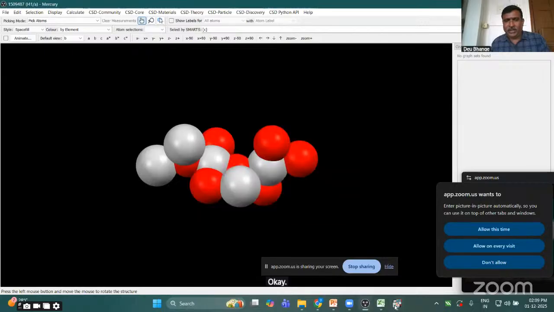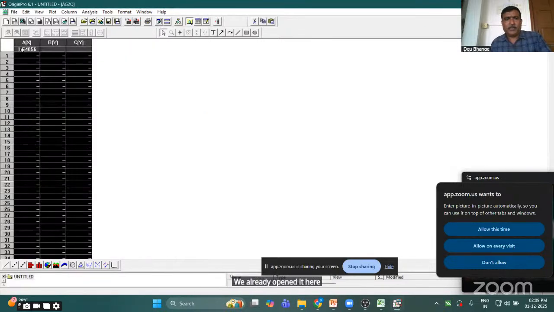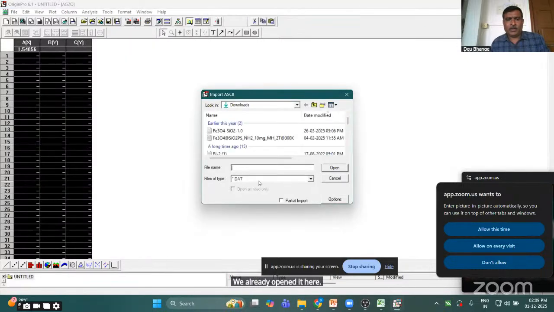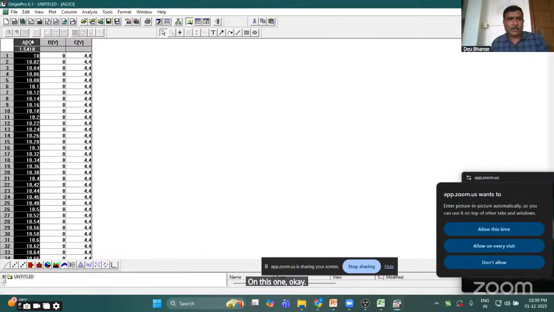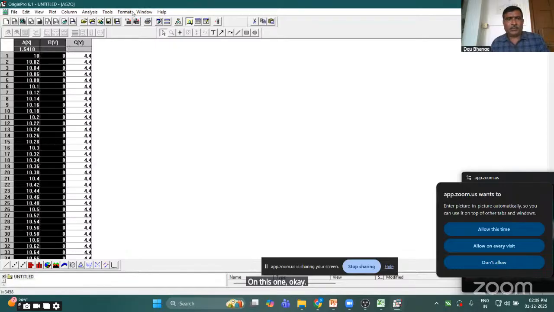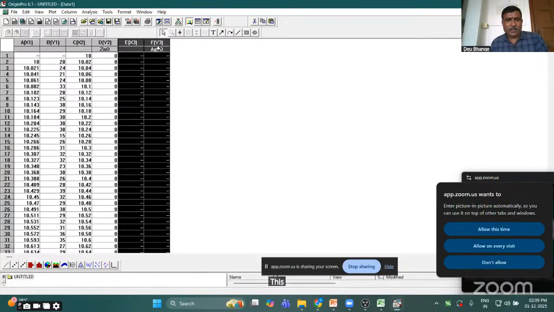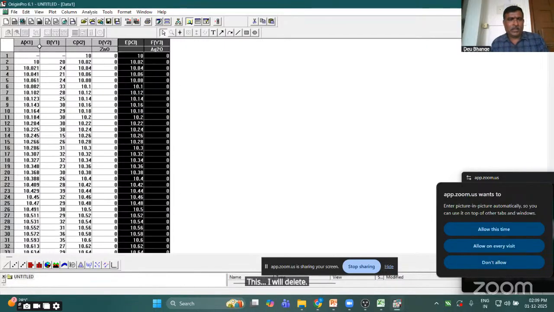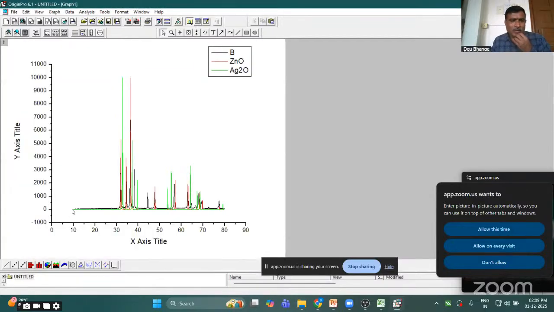Okay, now you can bring that Ag2O file here. We have already opened it here. Okay, bring it, export it from this one. Control C. Okay, now you can paste it here. This I will delete. Oh, it is AgO actually. Now also there is a little bit of chance that you have AgO. So you have to keep on trying so that somewhere it will get finished.